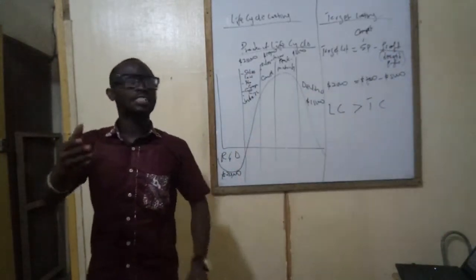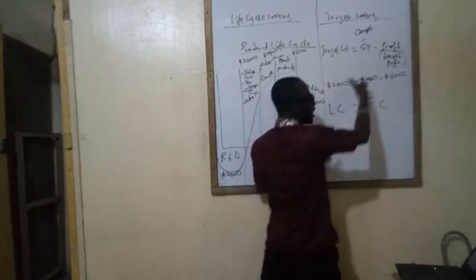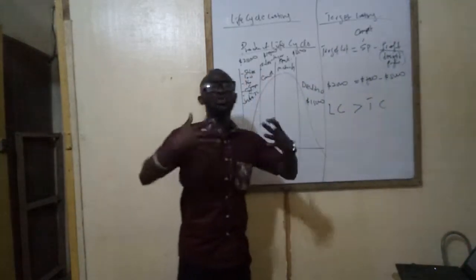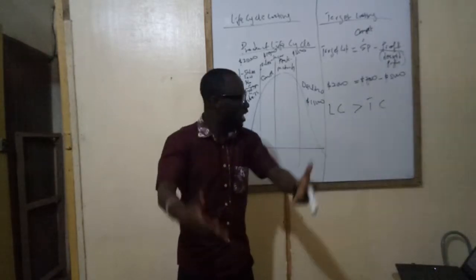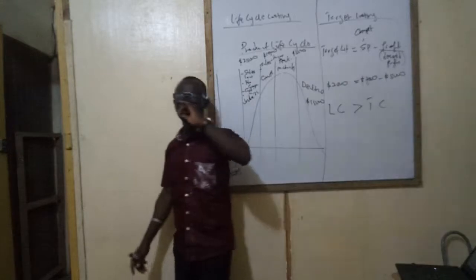But the question we ask ourselves is, if our life cycle cost is more than the target cost, then what do we do? What are the options available for us to be able to reduce the life cycle cost? Any ideas?